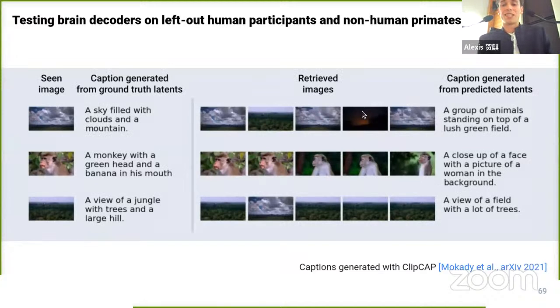Again, this is a very qualitative example, but I wanted to show you what captions look like when trying to reconstruct from monkey data. And I particularly like this example. The generated caption for this image right here is a close-up of a face with a picture of a woman in the background. And if you had seen Monkey Kingdom, you would know that the main character is this monkey right here, and it's a female. And I think it's interesting that these models would come up with properties of the stimulus that maybe we wouldn't integrate in our protocol in the first place.